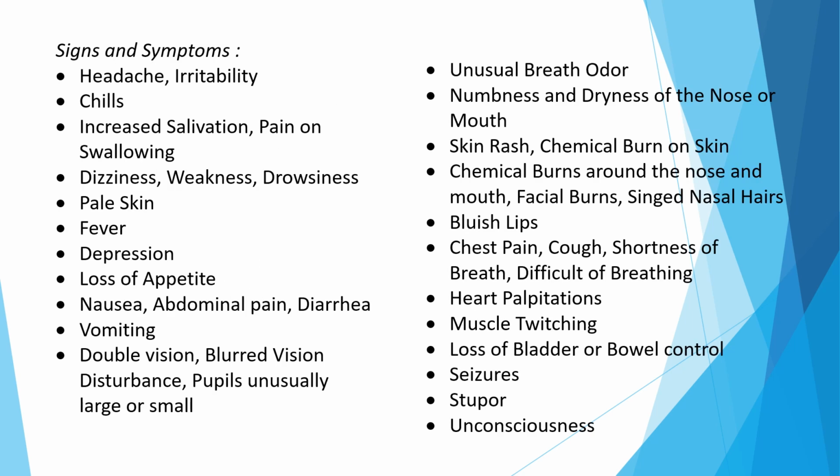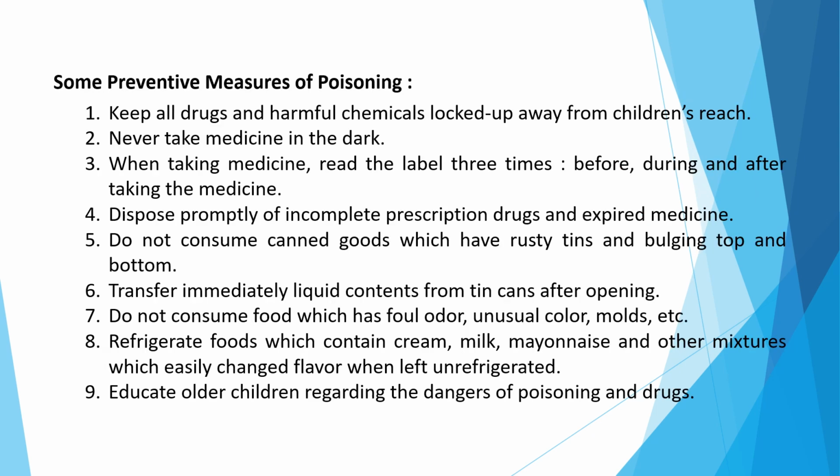Signs and symptoms: headache, irritability, chills, increased salivation, pain on swallowing, dizziness, weakness, drowsiness, pain, skin changes, fever, depression, loss of appetite, nausea, abdominal pain, diarrhea, vomiting, and so on. You just read the signs and symptoms of poisoning.